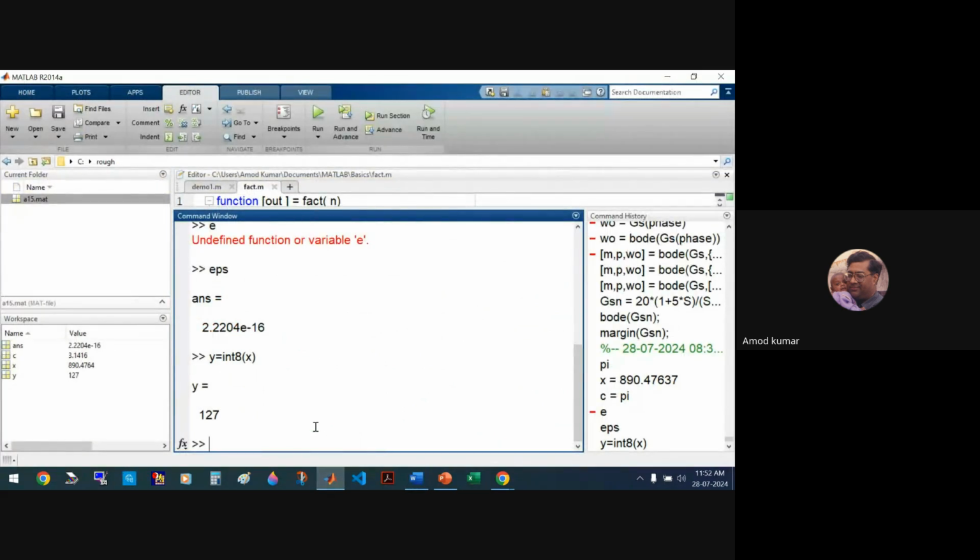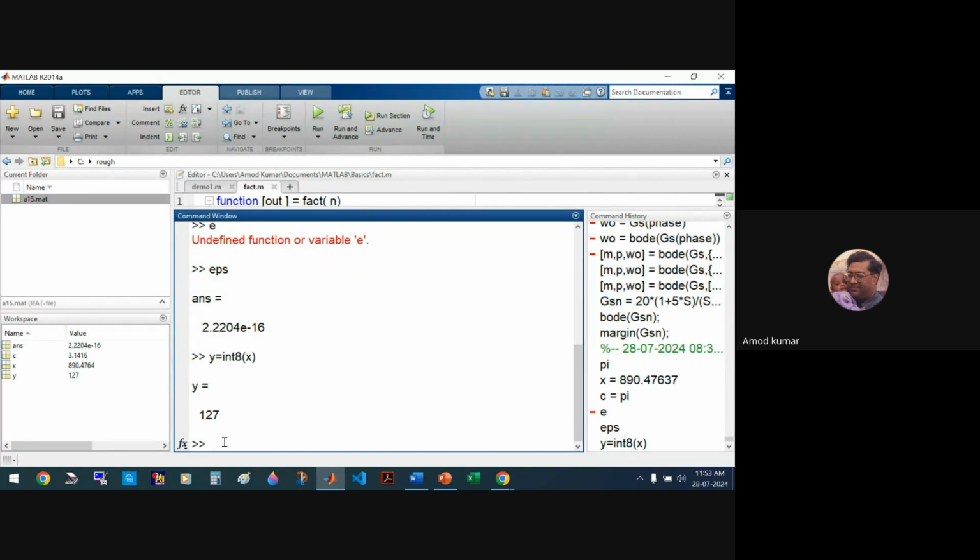Because this number was greater than 127, this was 890. So it could not give the answer as 890. It chopped off the decimal digits, that is fine. But for the rest, that means the integer part of it, that was 890, but 890 cannot be accommodated in 8 bits. Maximum number that can be accommodated in 8 bits for the signed numbers is 127. So it gave Y value as 127.